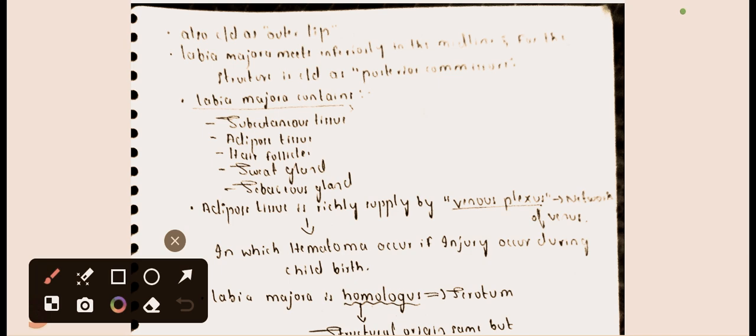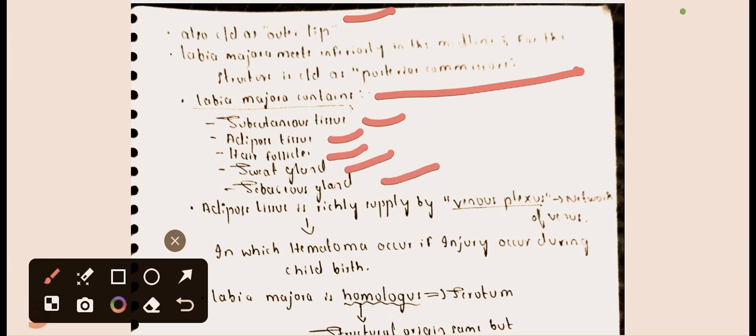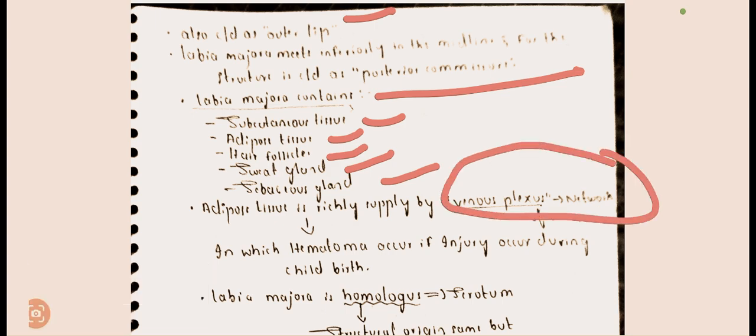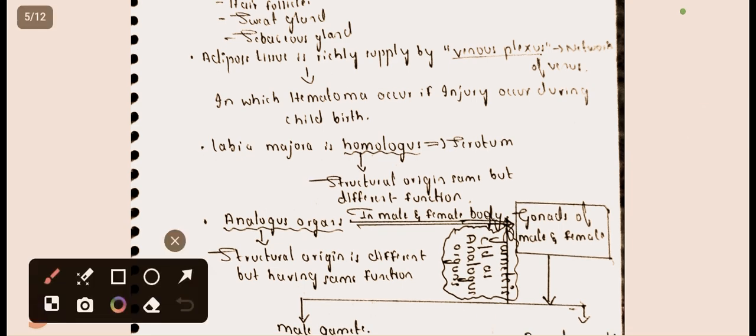Labia majora is also called the outer lip. The labia majora meet inferiorly in the midline to form a structure called the posterior commissure. The labia majora contain subcutaneous tissue, adipose tissue, hair follicles, sweat glands, and sebaceous glands. Adipose tissue is richly supplied by a venous plexus, or network of veins, in which hematoma occurs if injury occurs during childbirth.